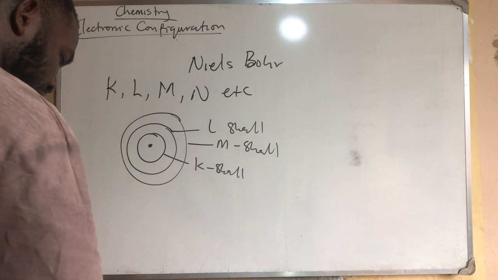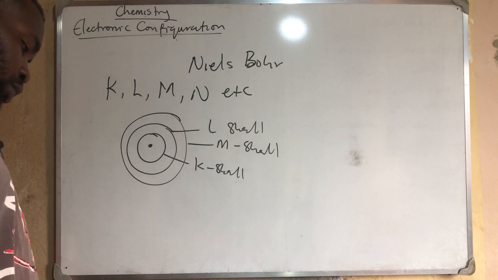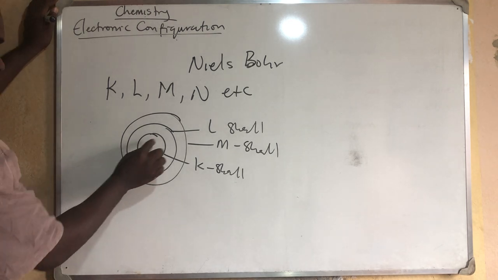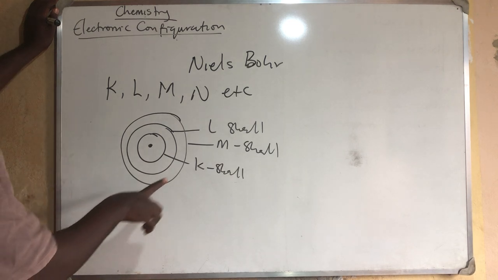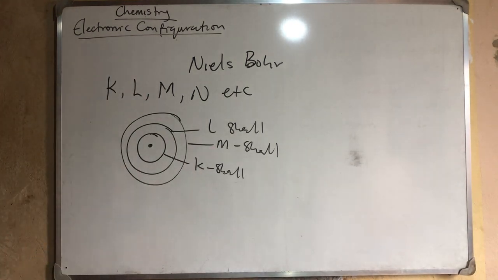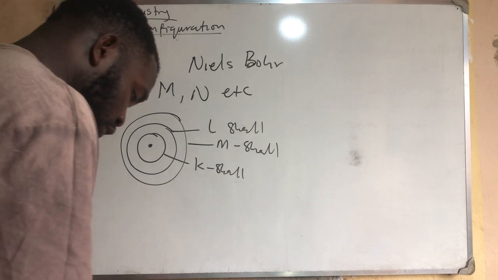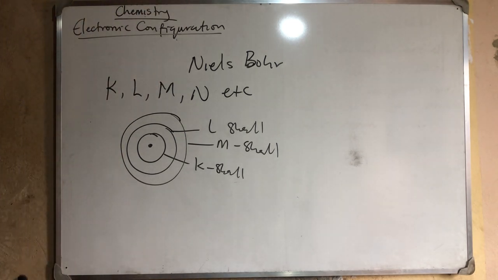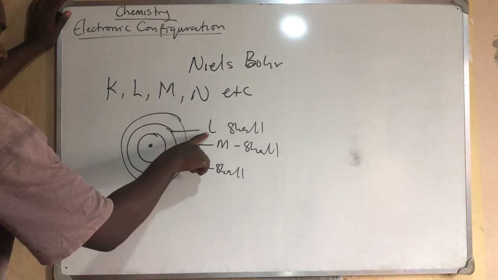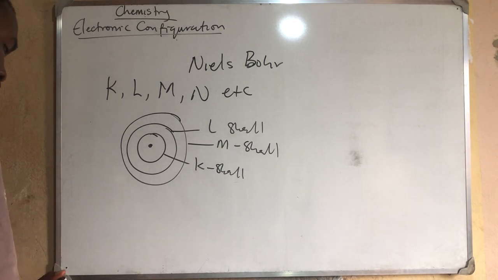In filling electrons into the shells, electrons are filled from the lower energy level to the higher energy level. The closer you are to the nucleus, the lower your energy level. So K shell has the lowest energy level, followed by L shell, followed by M shell, and so on. The law says that the K shell must be filled completely before you move to the next energy level. The maximum number of electrons for K is 2, for L is 8, for M is 18, and so on.